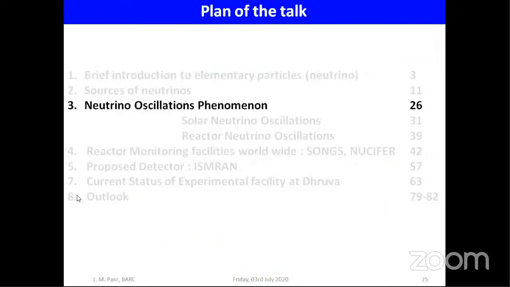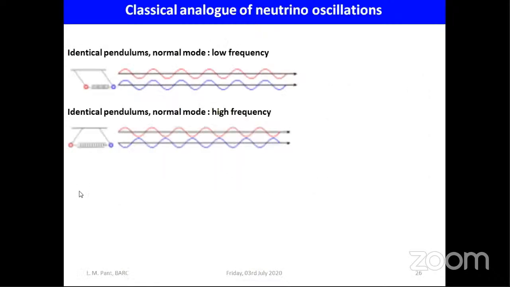Now the neutrino oscillation phenomenon. This is a bit conceptual. I will spend a little time on this just to gel the things and would not go into the details of how things have been arrived at. So what happens, I'm just trying to give an analogy here.